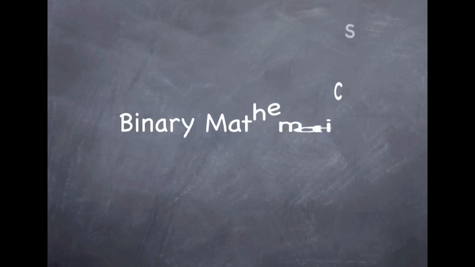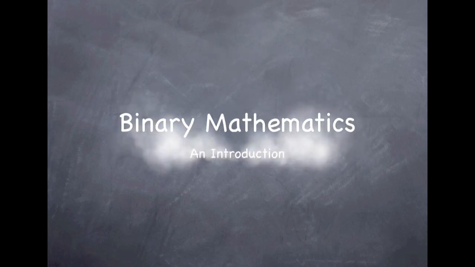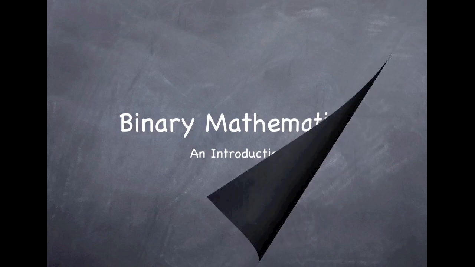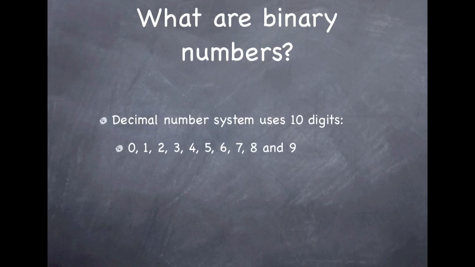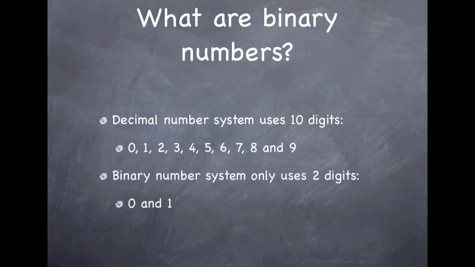This video is an introduction to binary mathematics. Decimal numbers are what we all use every day. It has 10 digits, 0 to 9. Binary is just an alternative number system with only 2 digits, 0 and 1.